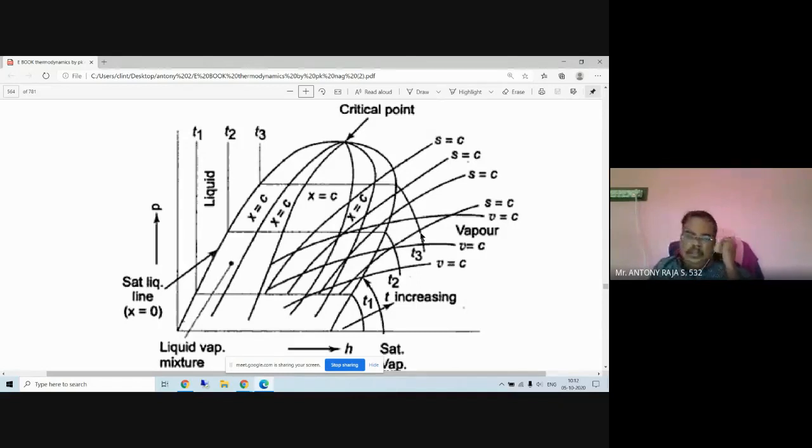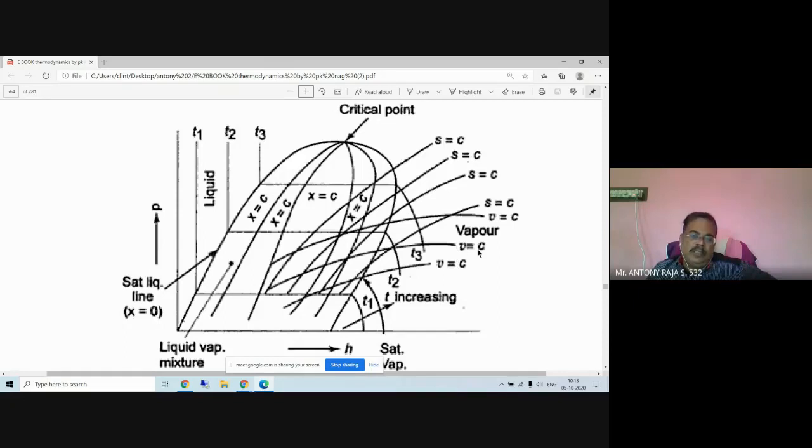Okay. So, vertically downward line, horizontal line, and then curved line. So, these are the properties that are marked. Similarly, what is S is equal to constant? Along this line, entropy is constant. Along this line, entropy is constant. S is equal to constant. So, this curved line, x is equal to constant. Curved line. Okay.